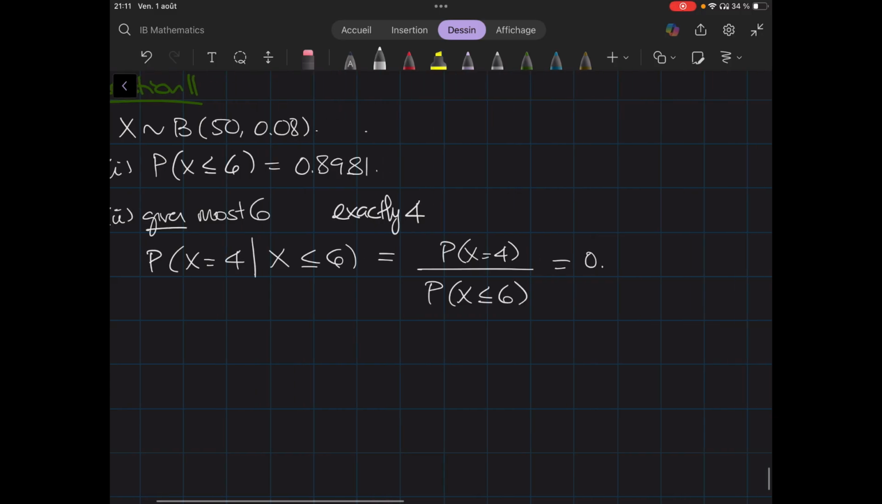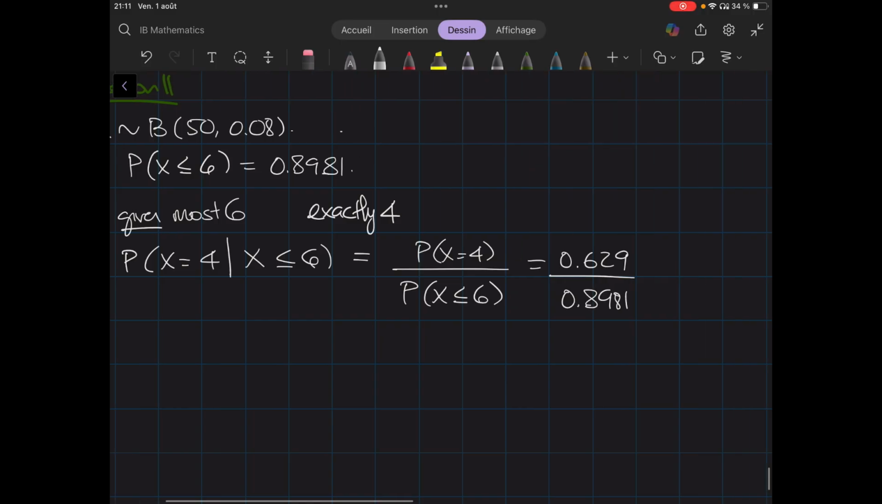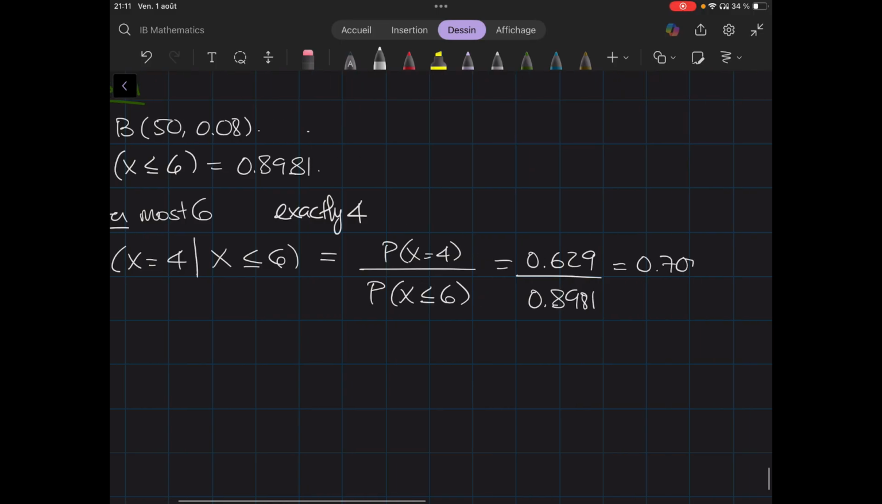And you will get 0.629 divided by 0.8981, and you will get 0.700.